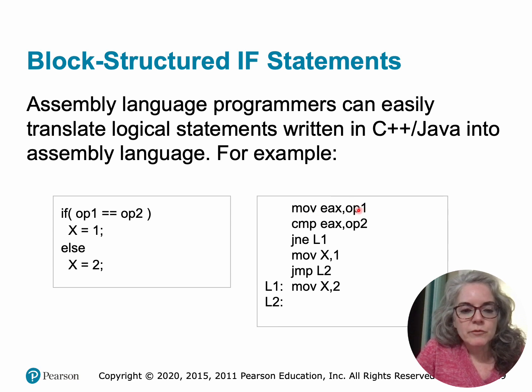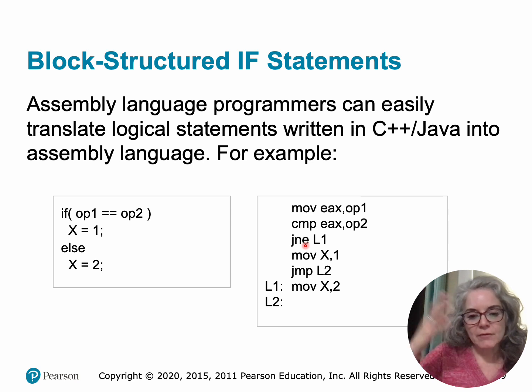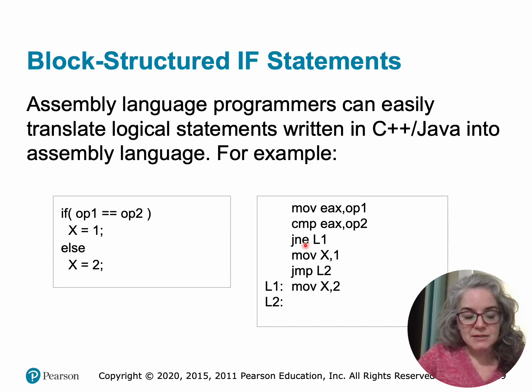First, we're going to move OP1 to EAX. We're going to compare EAX to OP2. We don't know what's in OP1 or OP2, but if they're equal, remember when we compare the destination and the source and they're equal, the zero flag gets set to 1. And jump not equal works off of that zero flag. We don't have to remember that, but it does.